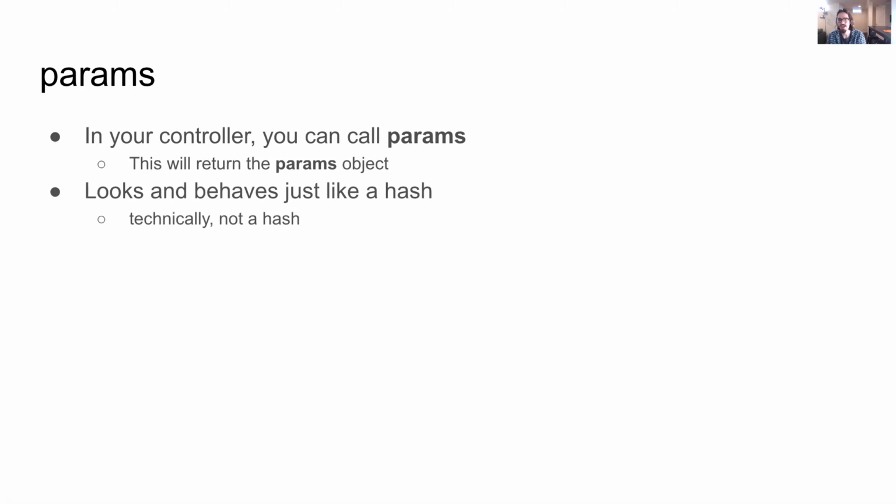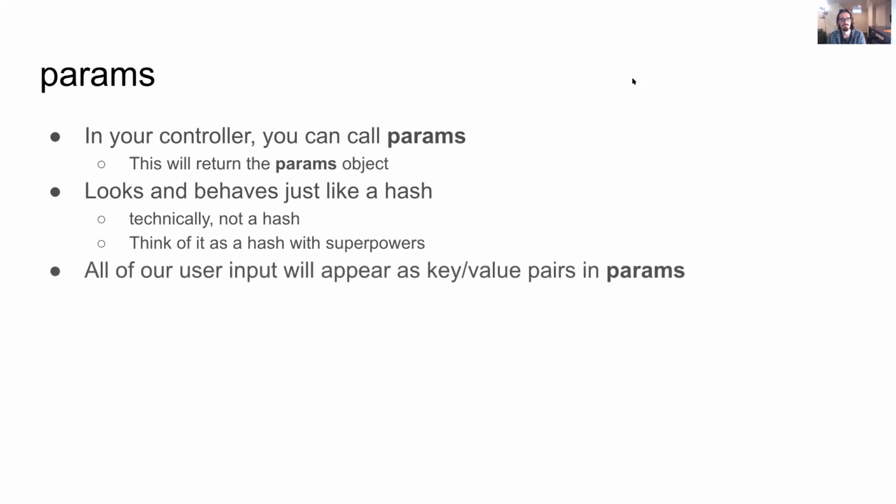Technically, it is not a hash, but for our purposes, you can think of it as a hash with superpowers. So all the normal hash things you can do, like accessing a hash with square brackets, adding a key to a hash, deleting a key from a hash, you can do all those same things with the params hash. So this is the important thing about our params hash.